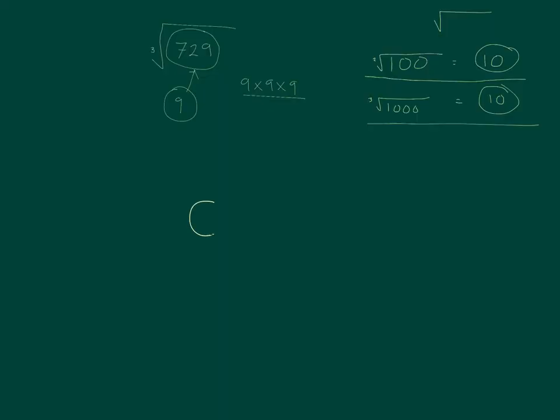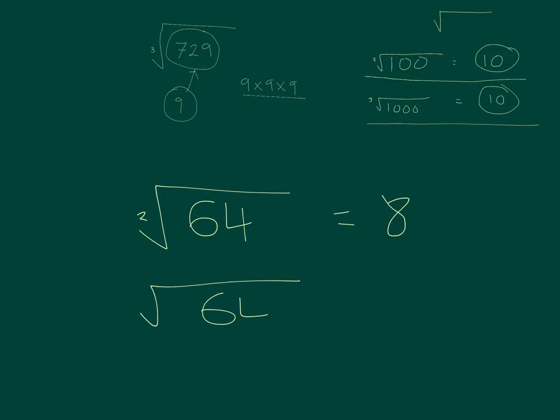Here we have the number 64, and if I say what's the square root of 64, so a little 2 there, you're looking for a number that you times by itself again, which makes 64, and that's easy, it's 8. But if I say here's 64 and I want the cube root, so you're looking for a number that you times by itself 3 times to make 64, and that's 4, because 4 times 4 times 4 is 64.